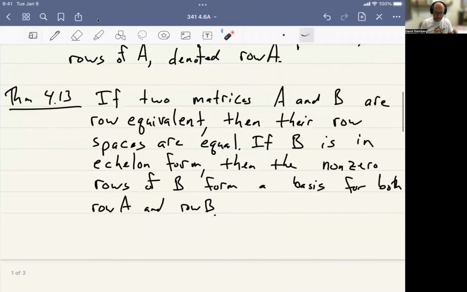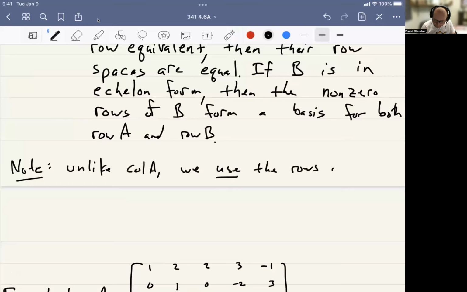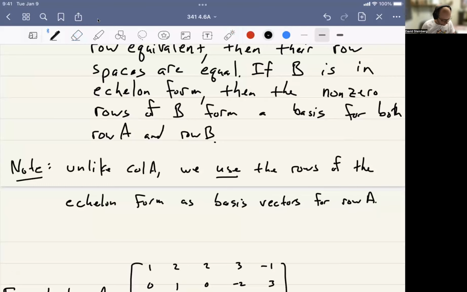Okay, so let's write that down to make sure we all got that. So note, unlike the column space of A, we do use the rows of the echelon form as basis elements for the row space of A. Basis vectors is a better word, for row A.